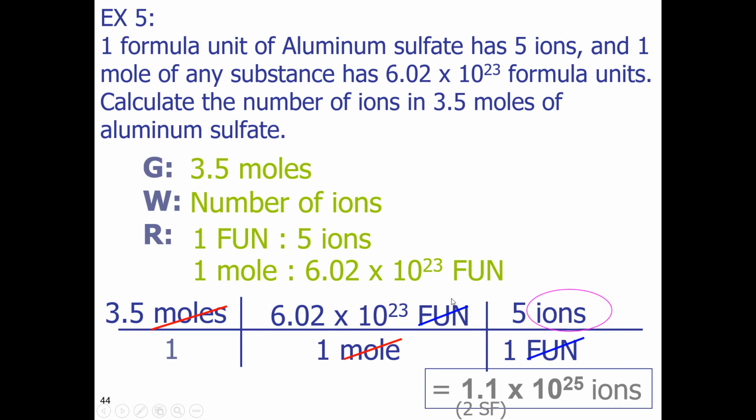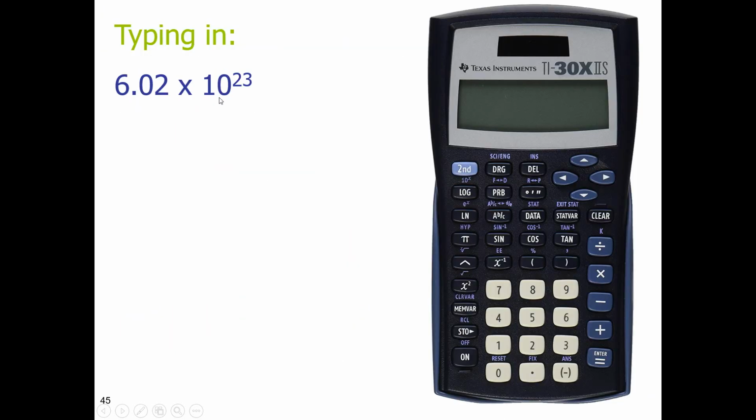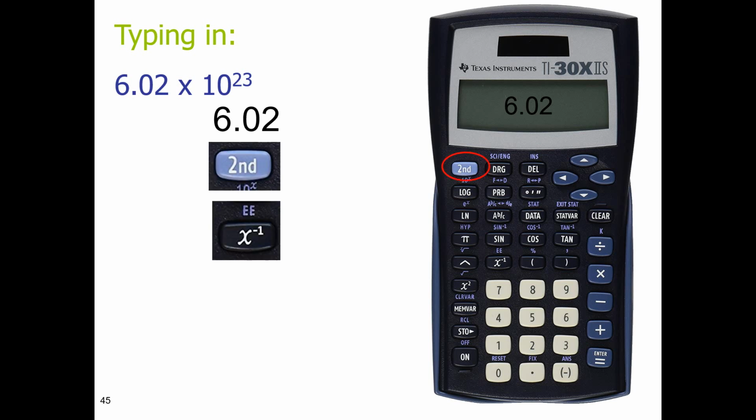Okay, now I want to do an extra little tutorial on how to type this into the calculator because I know some of you guys may have forgotten. If you have 6.02 times 10 to the 23, you just type in your calculator 6.02. You hit that second button, that EE button, and then that will pop up a little E. Even though the button is labeled as EE, you'll only see one E in your calculator. And then 23. Okay, and that's it.